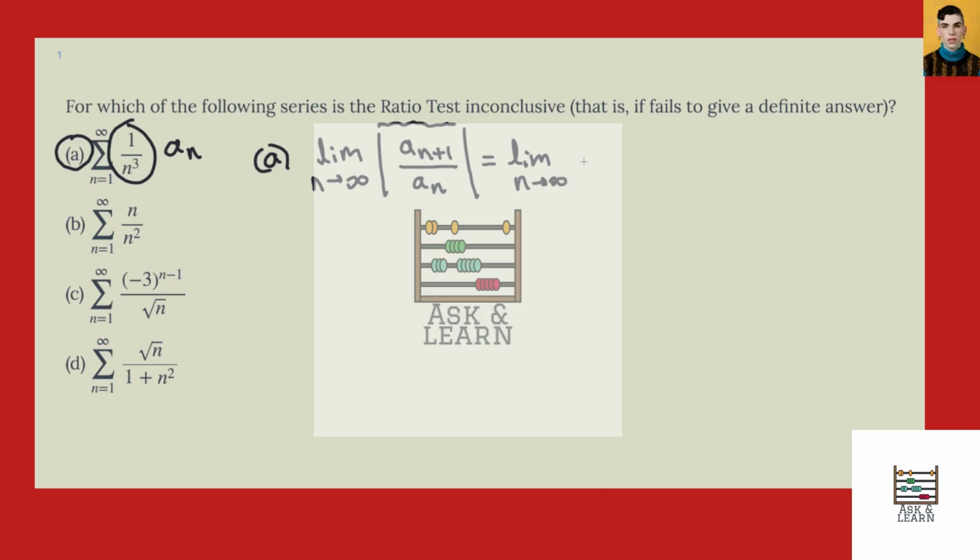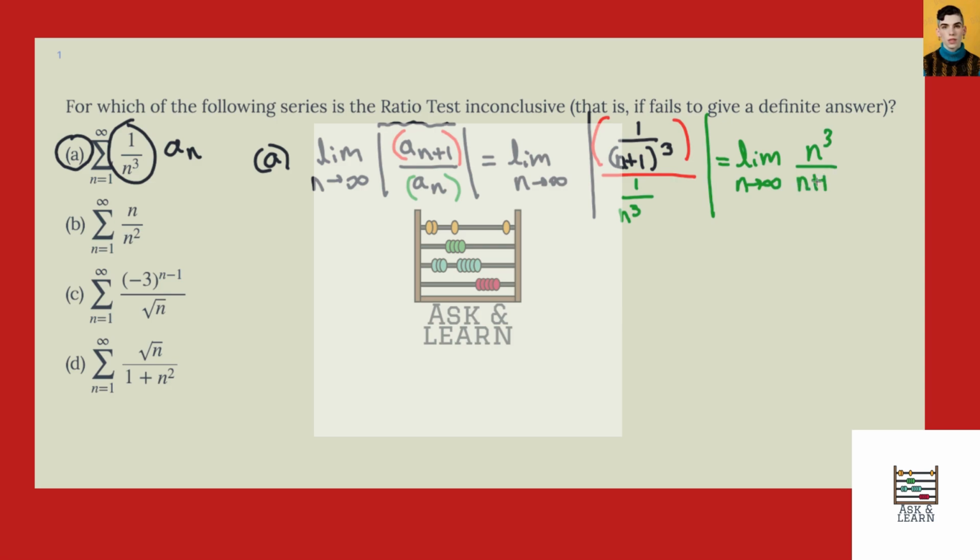So in our case, here's a_(n+1). And then we'll divide that by a_n. Now let's go ahead and multiply out. This will give us n cubed over (n plus 1) cubed.